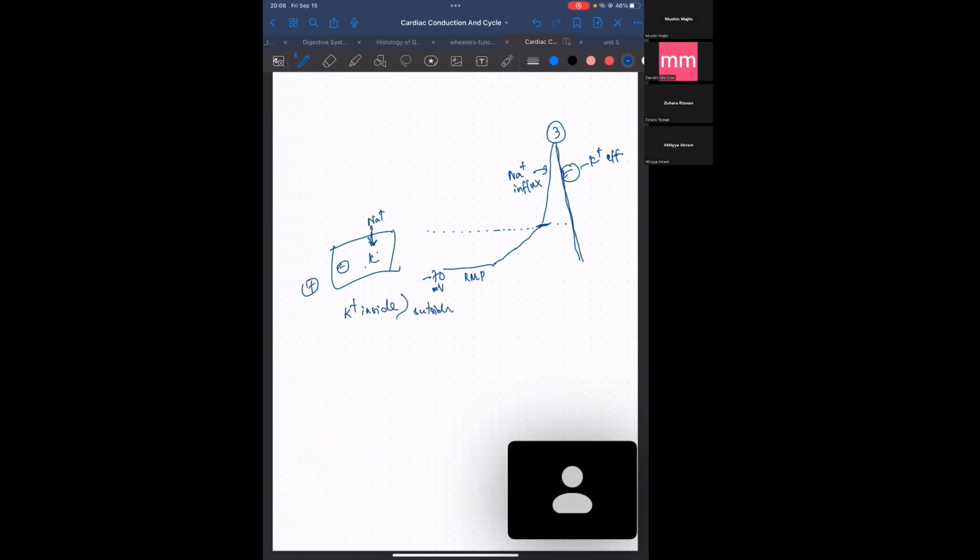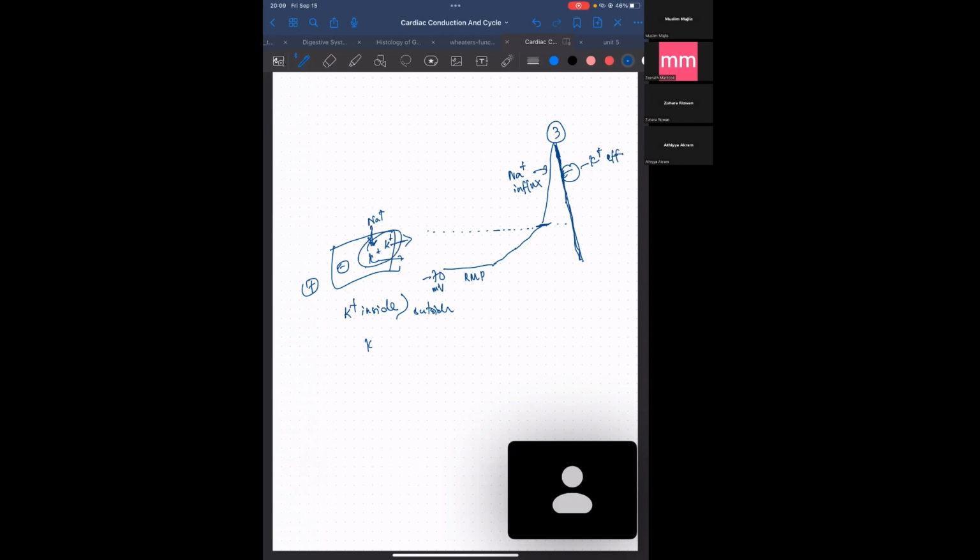This coming down part is due to K plus efflux. Now we know the concentration of K plus inside the cell is greater than outside. Therefore, K plus moves out, and the potential will come towards the negative value.